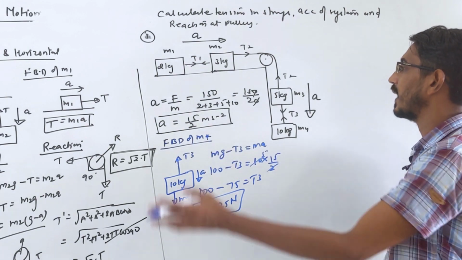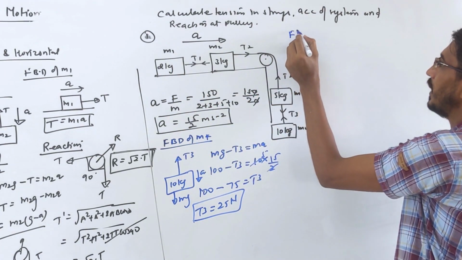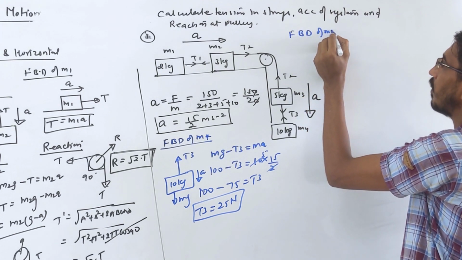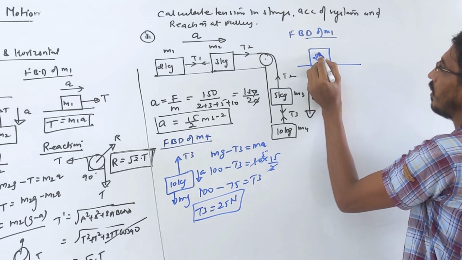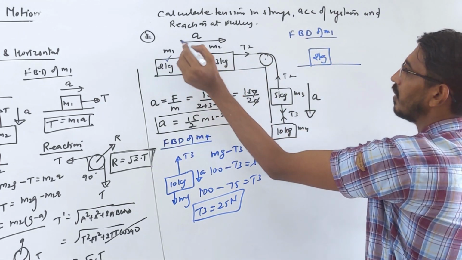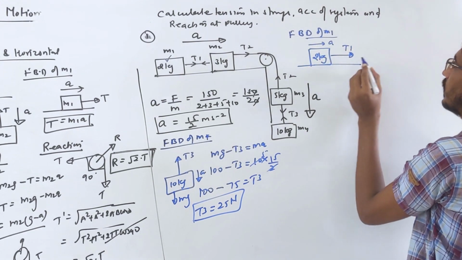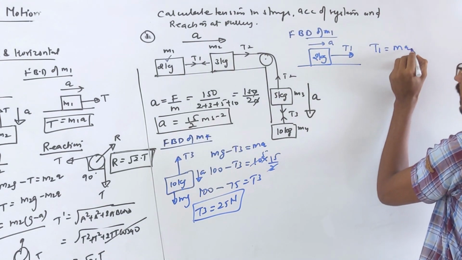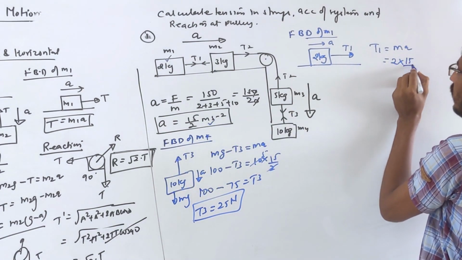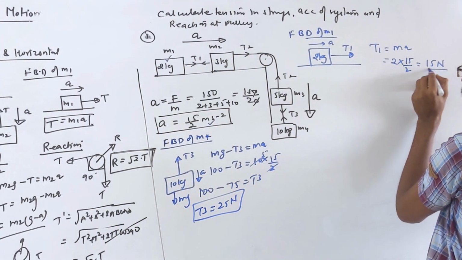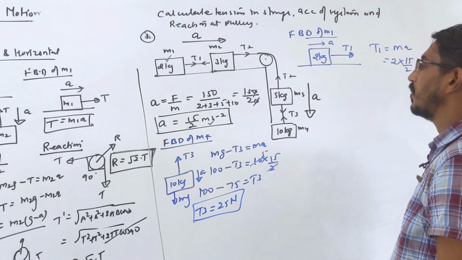Okay. You can calculate T2, you can calculate T1. Let's calculate T1. So write the FBD of the M1 block, the block moving horizontally, the 2 kg block. Moving in this direction, with tension T1 and acceleration a, no other force. So T1 is simply equal to ma. M is 2, acceleration we calculated is 15 by 2. So this force becomes 15 Newton. So this tension is 15 Newton.